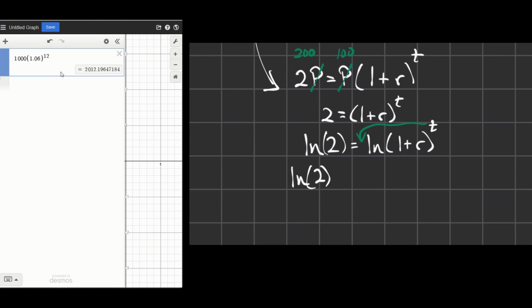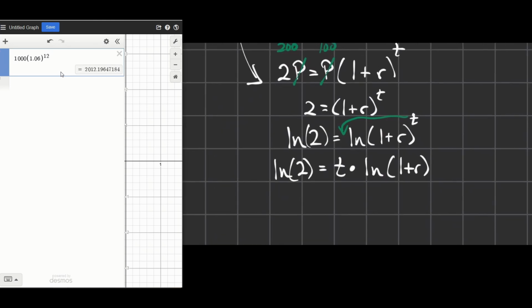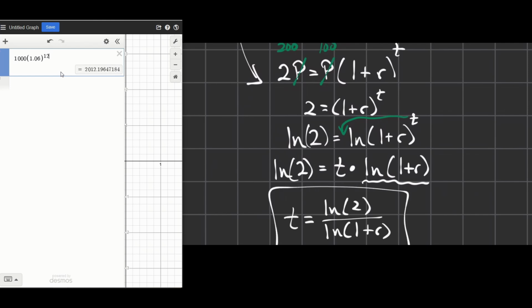All right, so now we're going to have natural log of 2 is equal to t times the natural log of 1 plus r. If we want to solve this for the time, we just need to divide by the natural log of 1 plus r, and we'll get that the amount of time to double is natural log of 2 over natural log of 1 plus r.